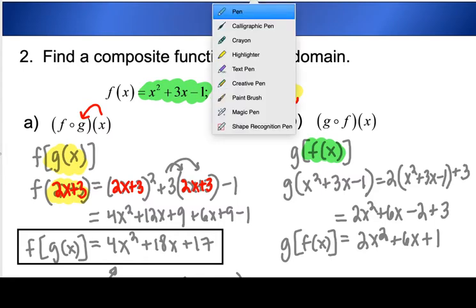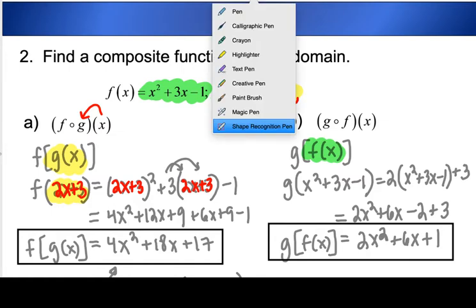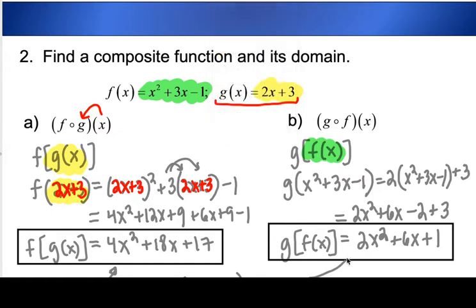And again, I'm going to mess around with this shape recognition tool and box my answer once again. I have another quadratic as a result, and quadratic functions have a domain of all real numbers once again.